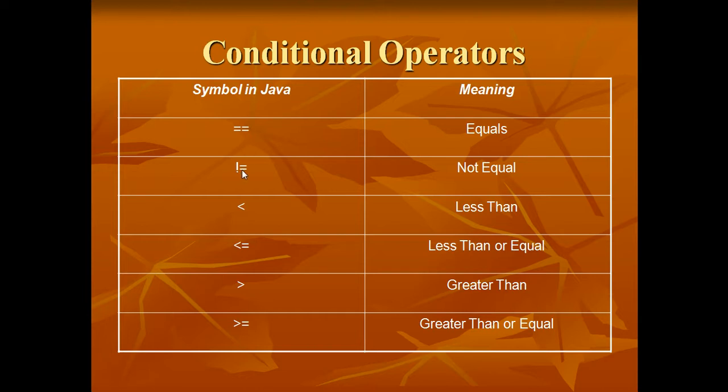Not equal, this exclamation mark is used for not. So this means not equals. Less than or equal, greater than, and greater than or equal to. So that's a common mistake. Be careful about that. Single equals is not the same thing as double equals. You'll get the hang of it real quick, but just keep it in mind when you start your first programs.